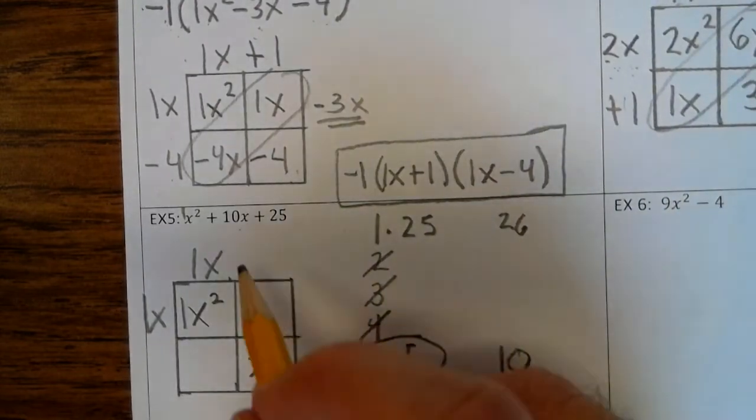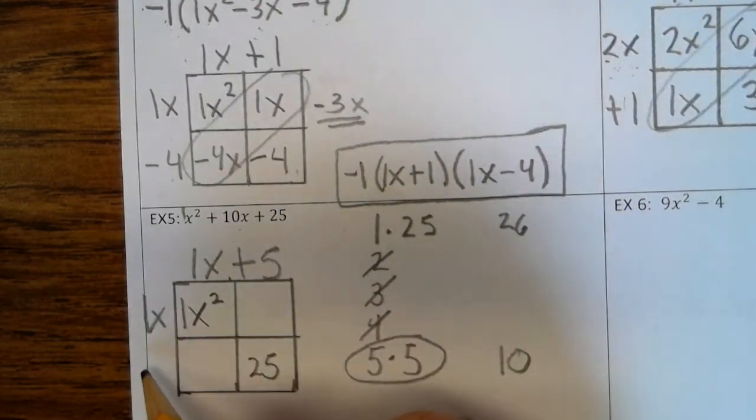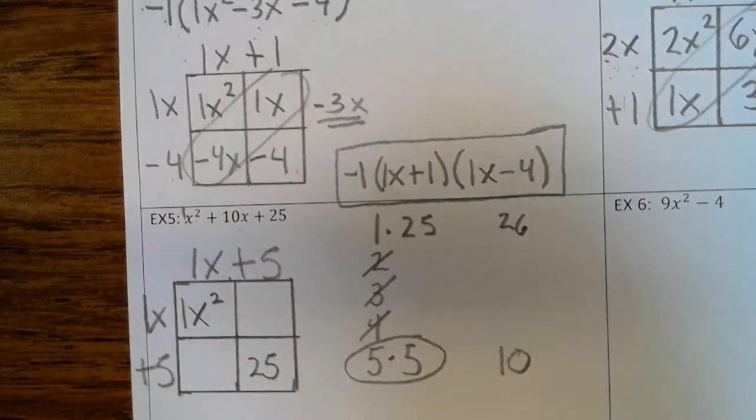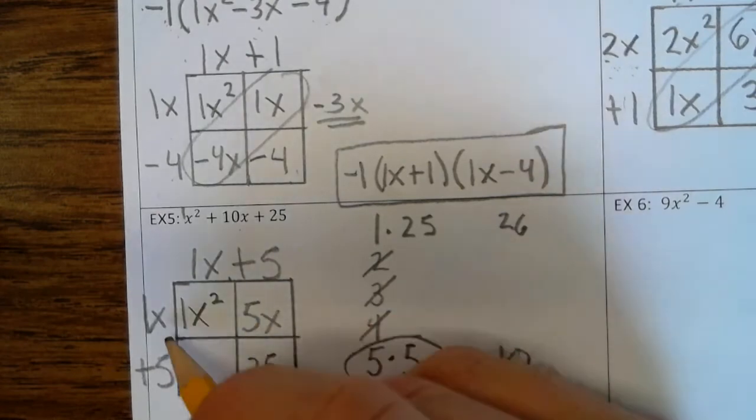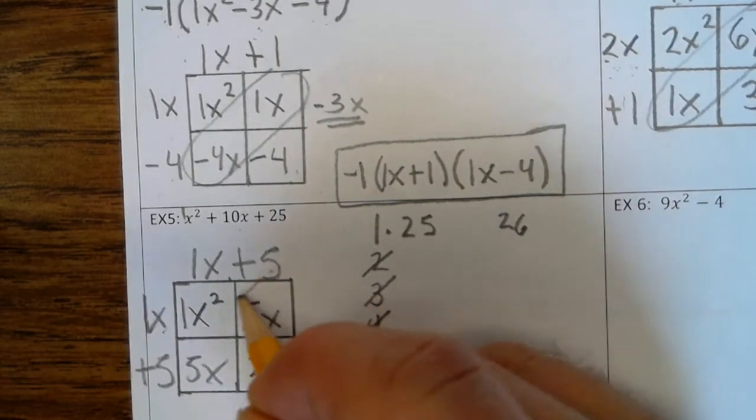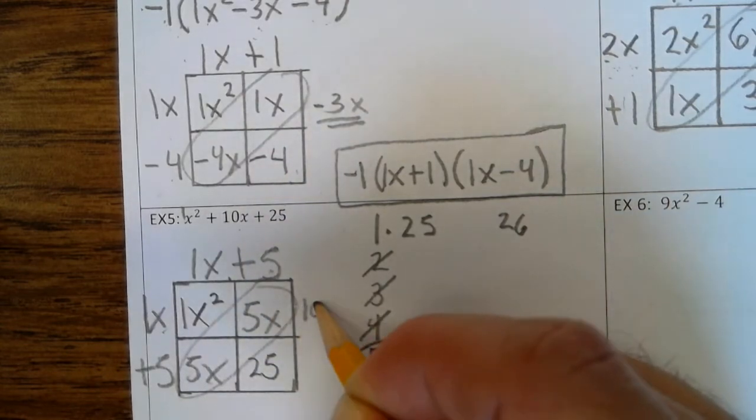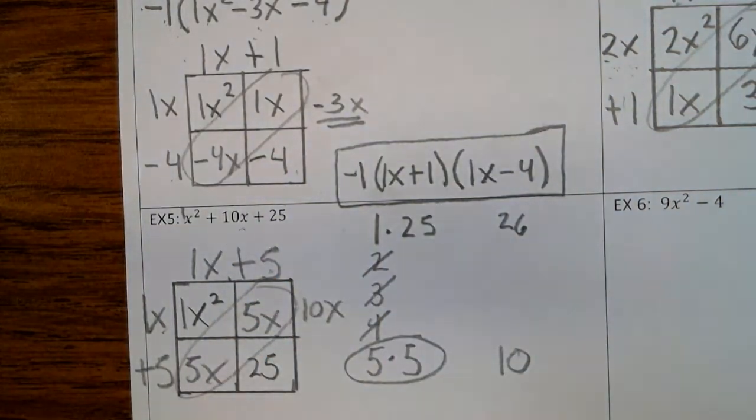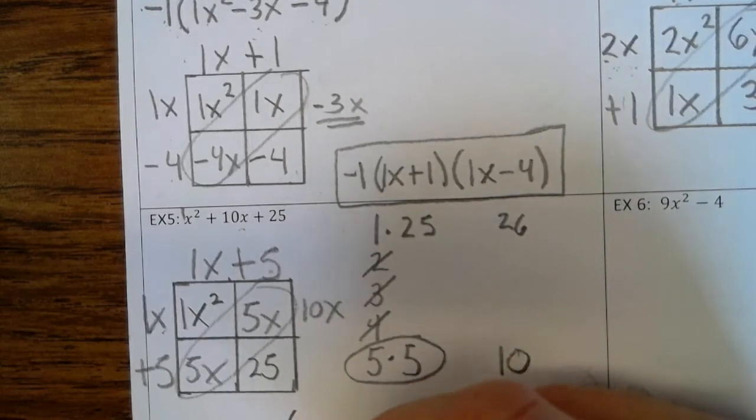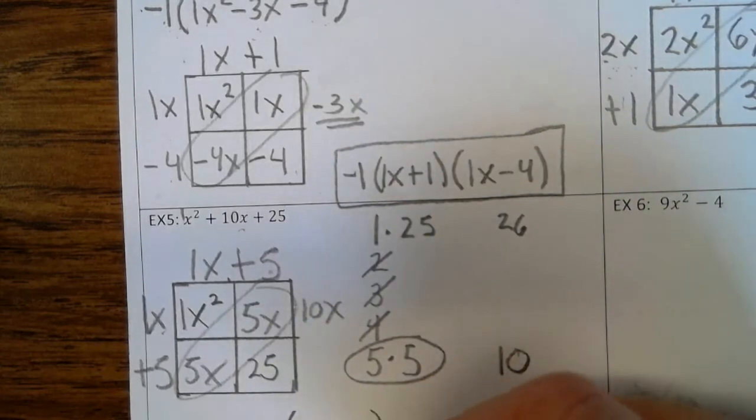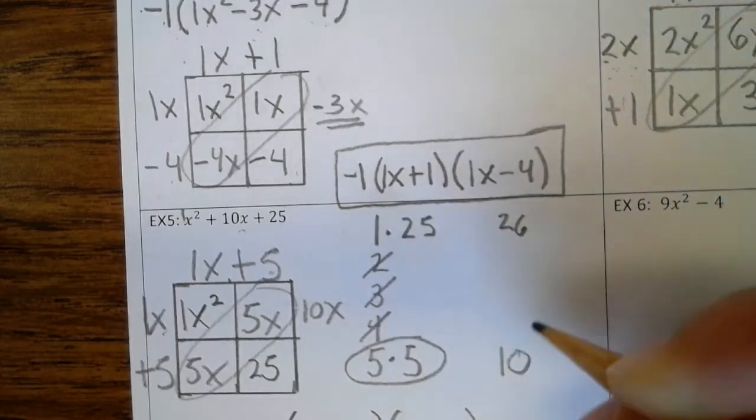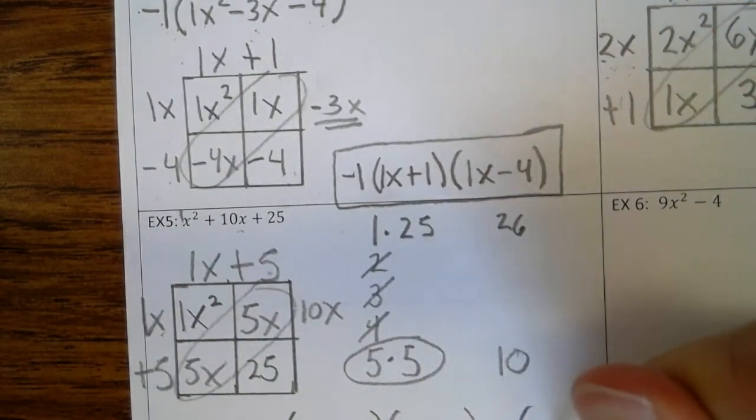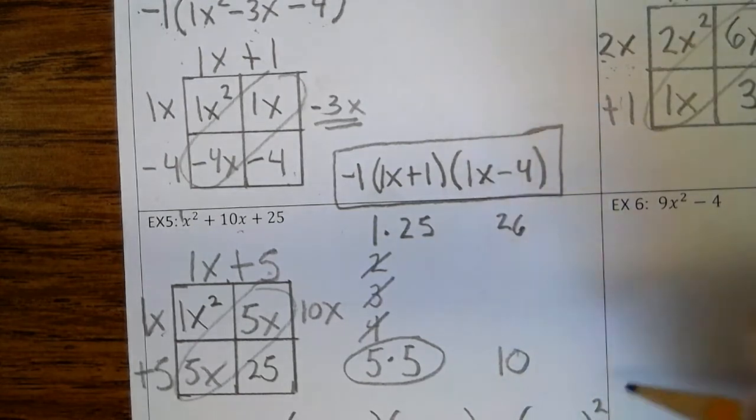So there's a combination. So plus 5, plus 5. So that's 5x, because 1 times x times 5 is 5x. 5 times 1x is 5x. They combine to be 10x, which is the middle term. So we're good. Its factors are 1x plus 5 times 1x plus 5, which can also be written as 1x plus 5 squared.